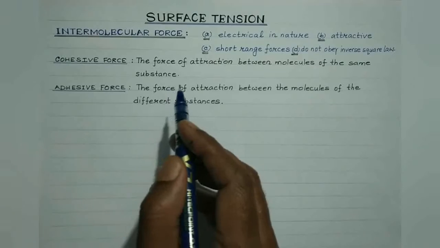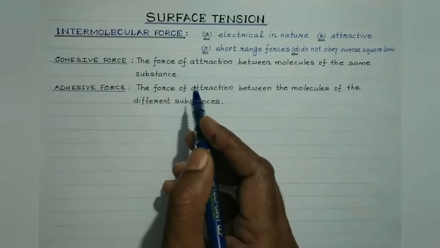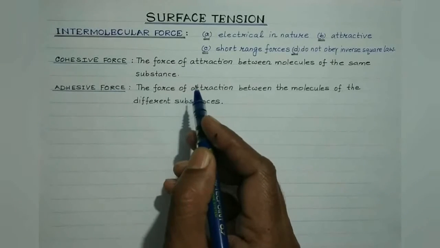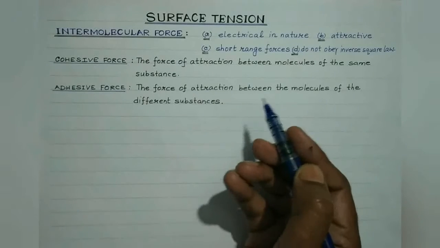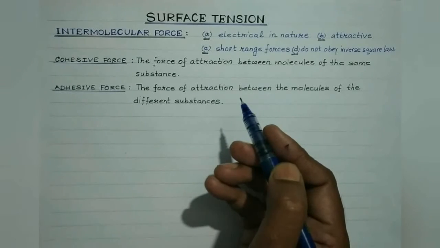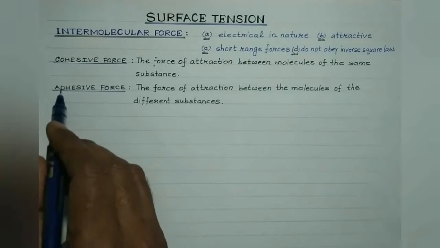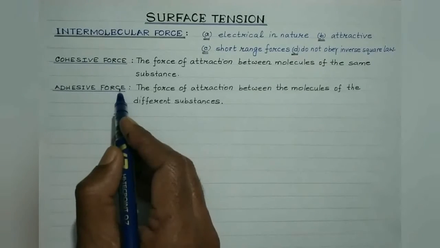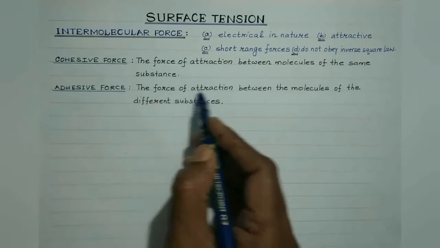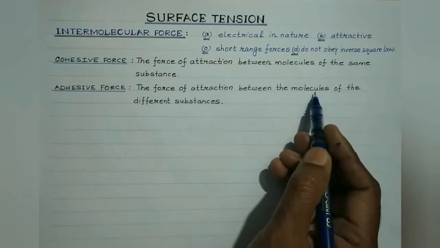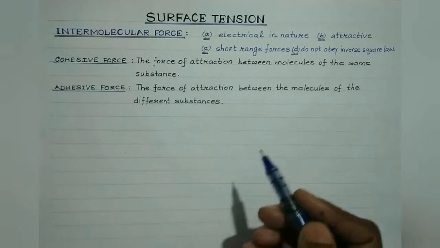Actually, there are various examples of force of cohesion. The solids exhibit their rigid character and definite shape due to the strong force of cohesion between their molecules. Now also, adhesive force. This is also a type of intermolecular force. It is the force of attraction between the molecules of different substances.